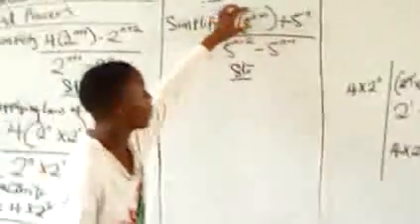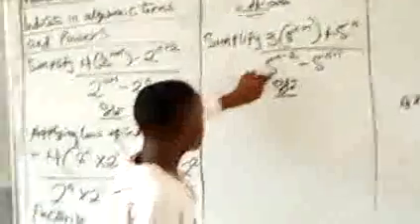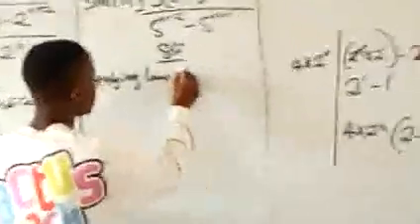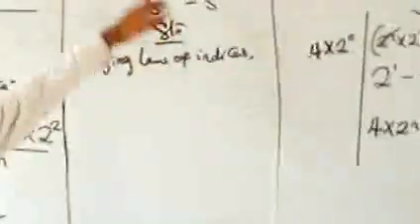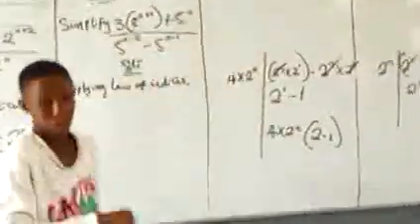Now simplify 3 into 5 raised to power n plus 1 plus 5 raised to power n all over 5 raised to power n minus 2 plus 5 raised to power n minus 1. Now applying law of indices. Our question says 3 into 5 raised to power n plus 1 plus 5 raised to power n all over 5 raised to power n minus 2 minus 5 raised to power n minus 1.